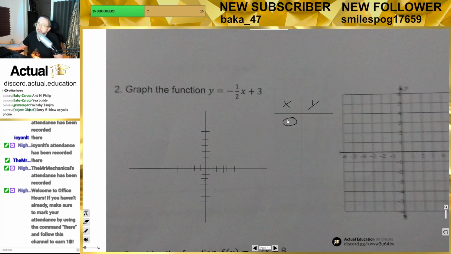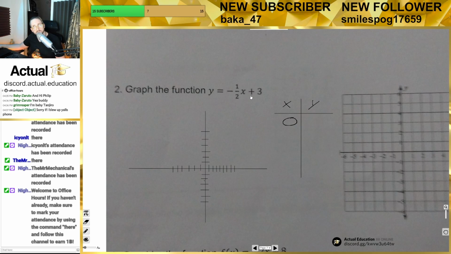Here, I'm going to pick 0. I like 0. All right? So I'm going to pick x equals 0. And now what I'm going to do is anywhere in this function I see x, I'm going to plug 0 in to figure out what y is. So what happens when x equals 0? What does y equal?